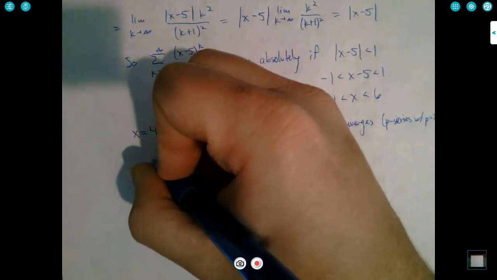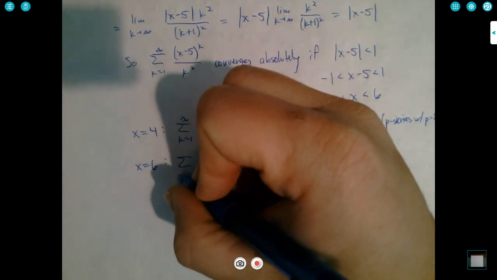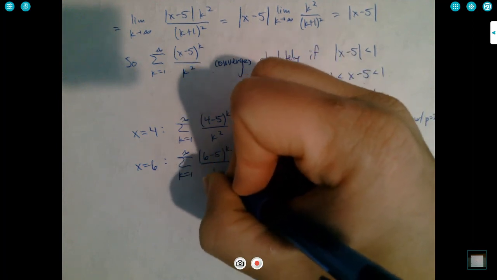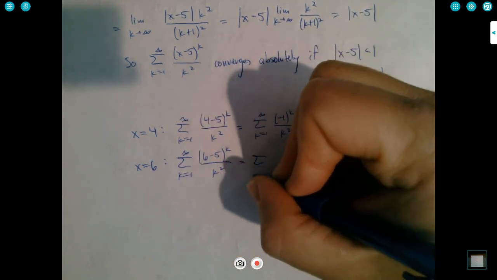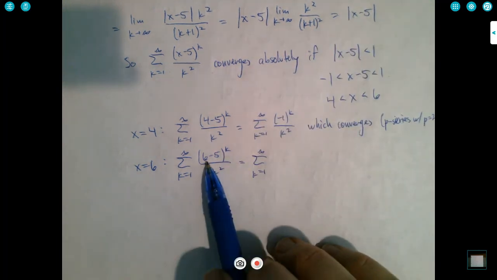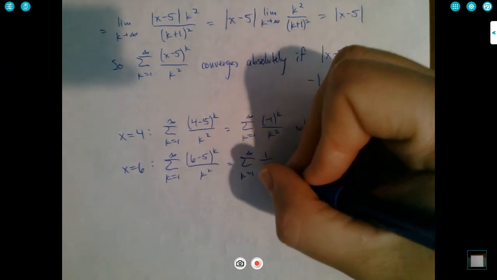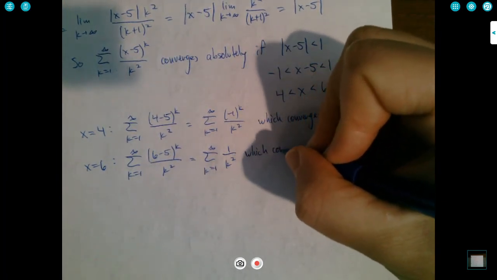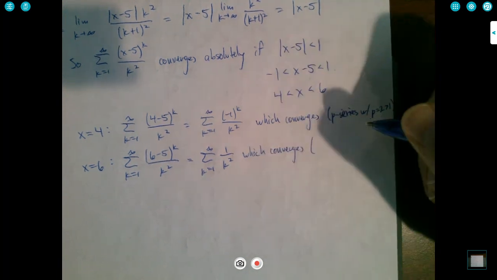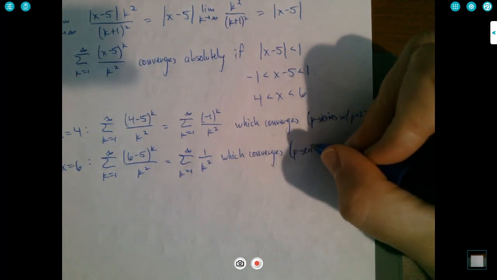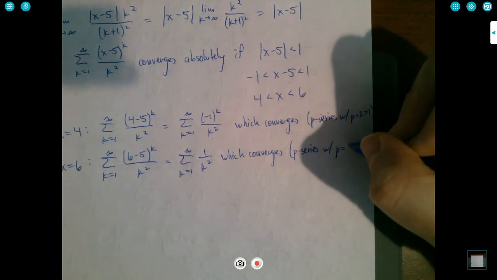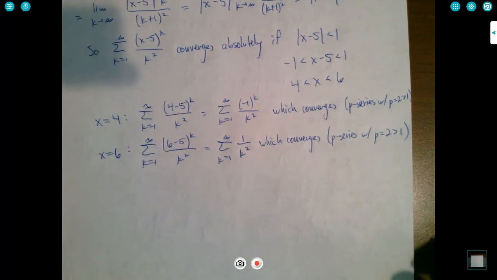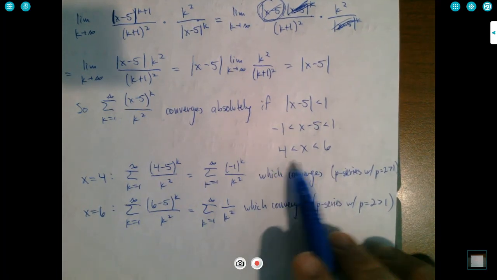When x equals 6, what happens? We get the sum from k equals 1 to infinity of (6 minus 5) to the k over k squared. That's the sum from k equals 1 to infinity of 1 to the k over k squared, which is of course just 1 over k squared. And again, that converges. It's a p series again with p equal to 2, which is greater than 1. So it converges at both endpoints.